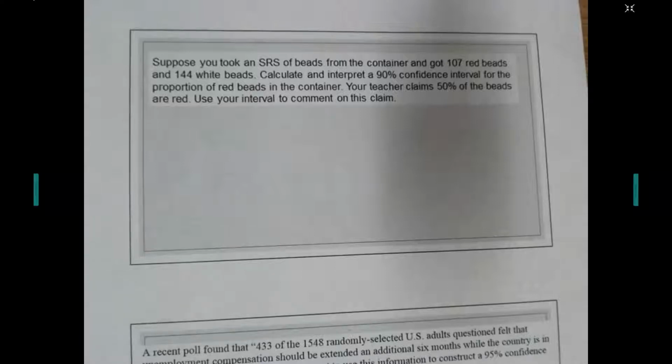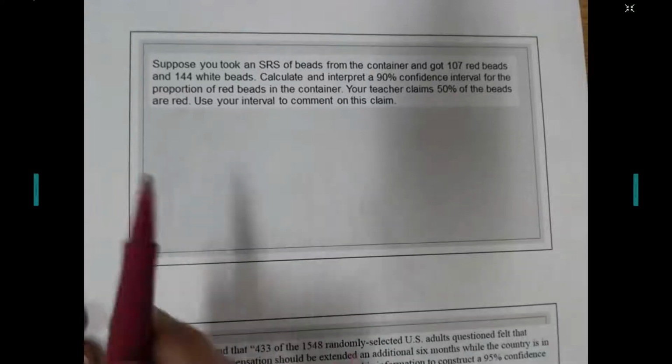So with this problem right here, suppose you took a simple random sample of beads from the container and got 107 red beads and 144 white beads. Calculate and interpret a 90% confidence interval for the proportion of red beads in the container. Your teacher claims 50% of the beads are red. Use your interval to comment on this claim.